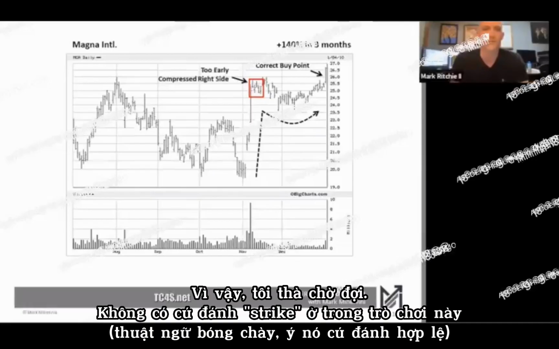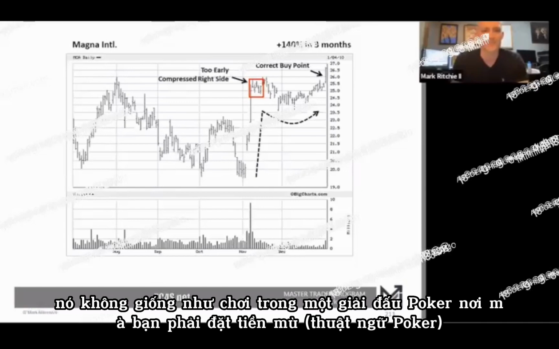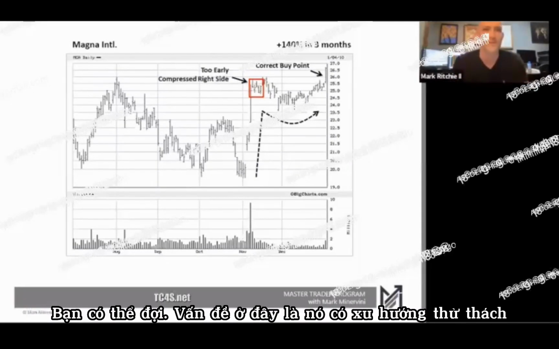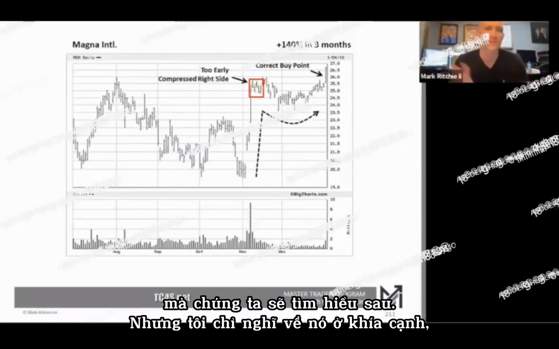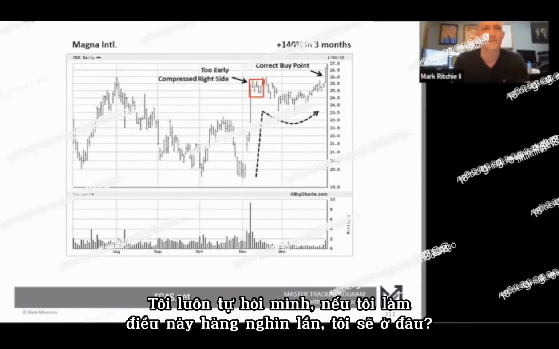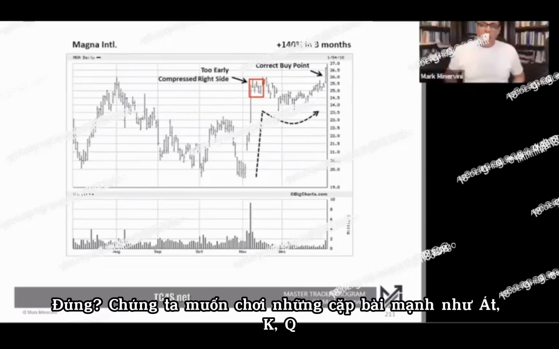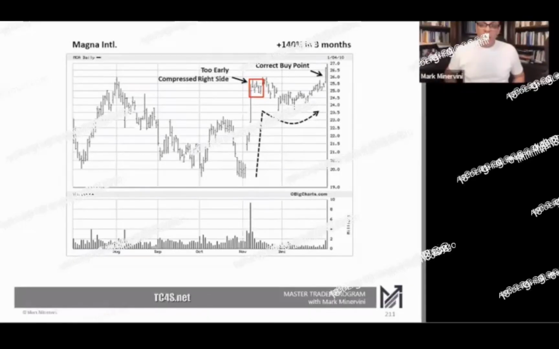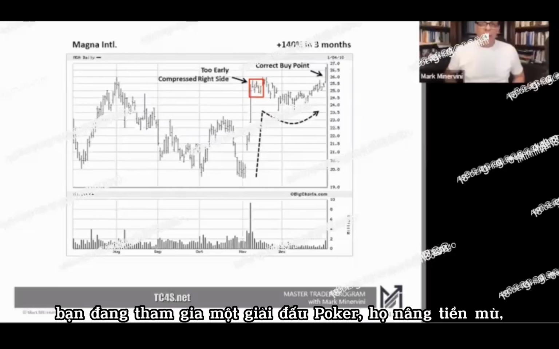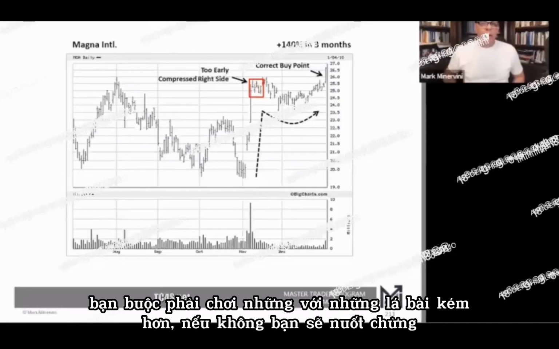So I would much rather wait, and there are no called strikes in this game. It's not like playing in a poker tournament where there are blinds. You can wait. The problem is, to your point, that tends to test your personal resolve and discipline and those other things, which we'll get into later. But I'm always asking myself, if I did this 1,000 times, where would I be? We're looking to play aces, kings, queens, premium hands. Just like in poker, we want to play premium hands. The difference is, in a poker tournament, they raise the blinds and you're forced to play inferior hands.